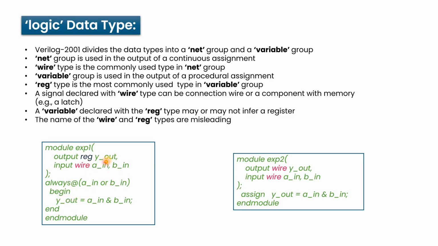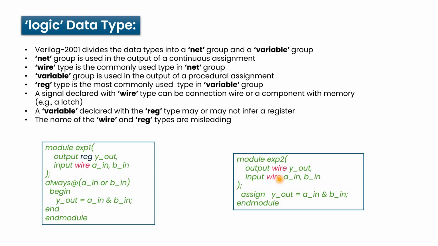So here output y_out is declared as reg, whereas in experiment 2, our realization of the same AND gate is using a continuous assign statement, and whenever we use an assign statement, our left hand side variable has to be a wire data type. So y_out is declared as wire. So the point here is both the RTL codes realize the same AND gate, but the output data type is different in both, and that is misleading in Verilog.